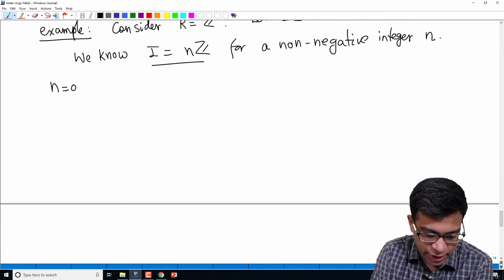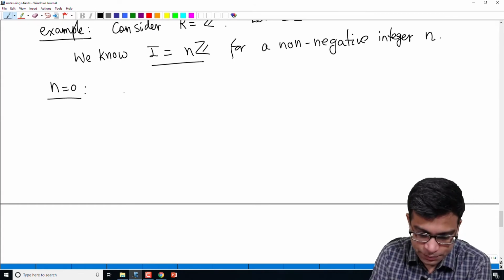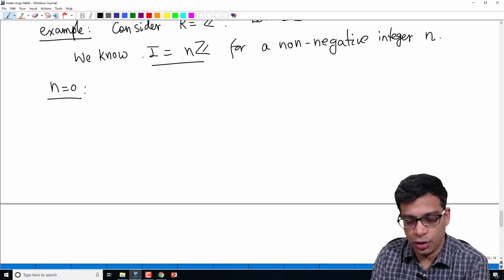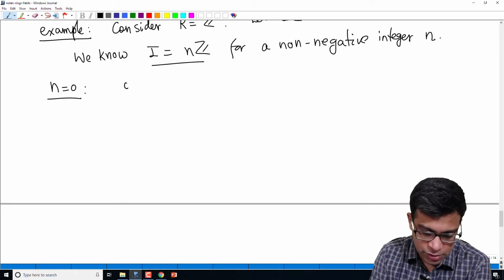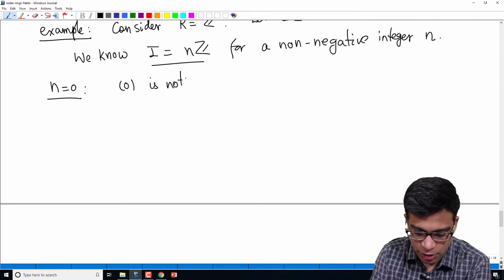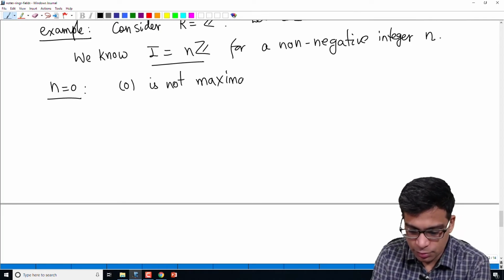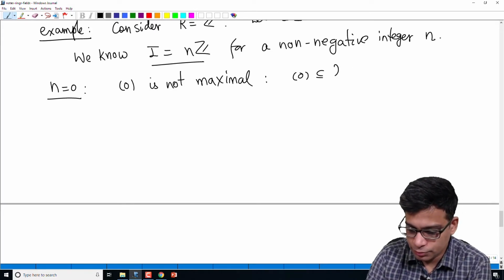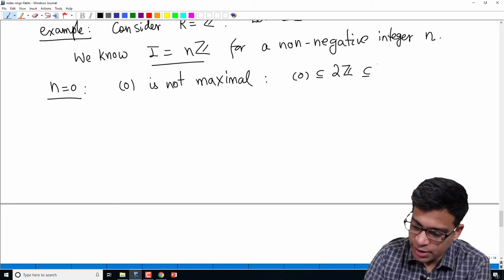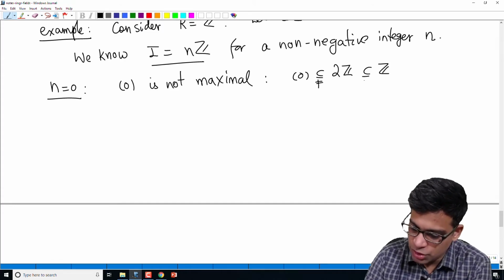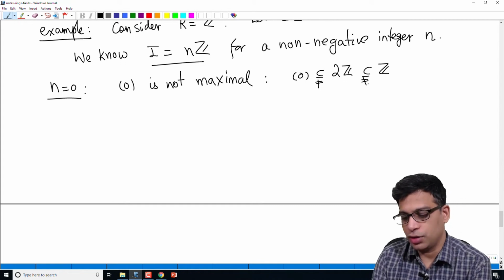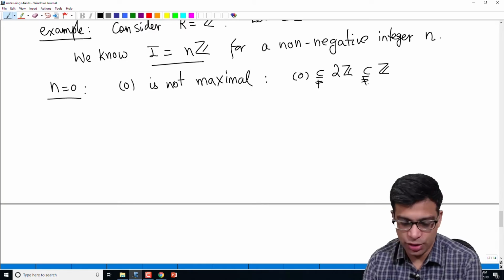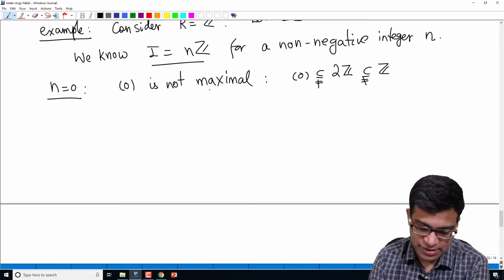So first consider n equal to 0. This is the obvious first case. Unlike the case of prime ideals, where the 0 ideal turned out to be prime, here it is not maximal. The 0 ideal is clearly not maximal. Why is this? Because the 0 ideal, for example, is contained in 2Z, which is contained in Z, and 2Z is not equal to 0, and 2Z is not equal to Z. So there is an ideal which is strictly bigger than 0 and strictly smaller than Z. So it's not maximal.